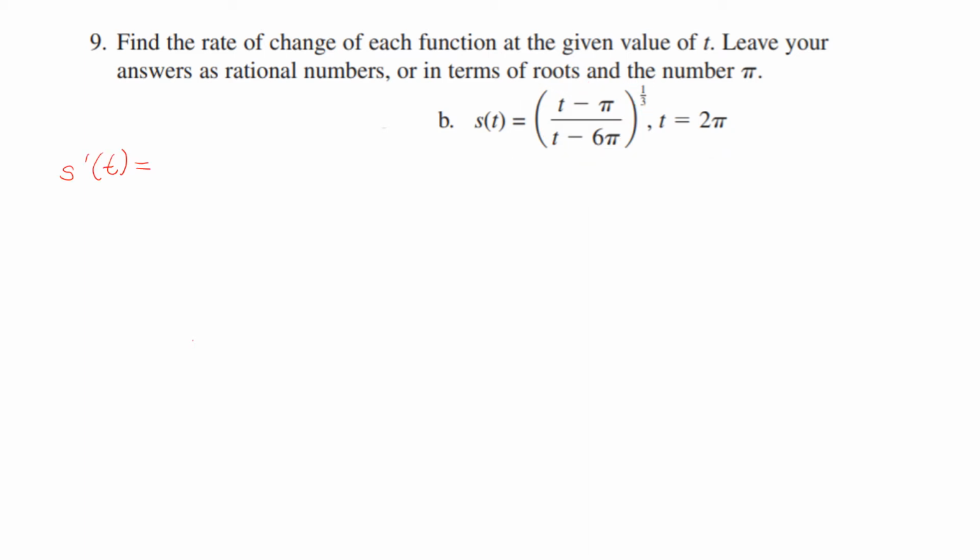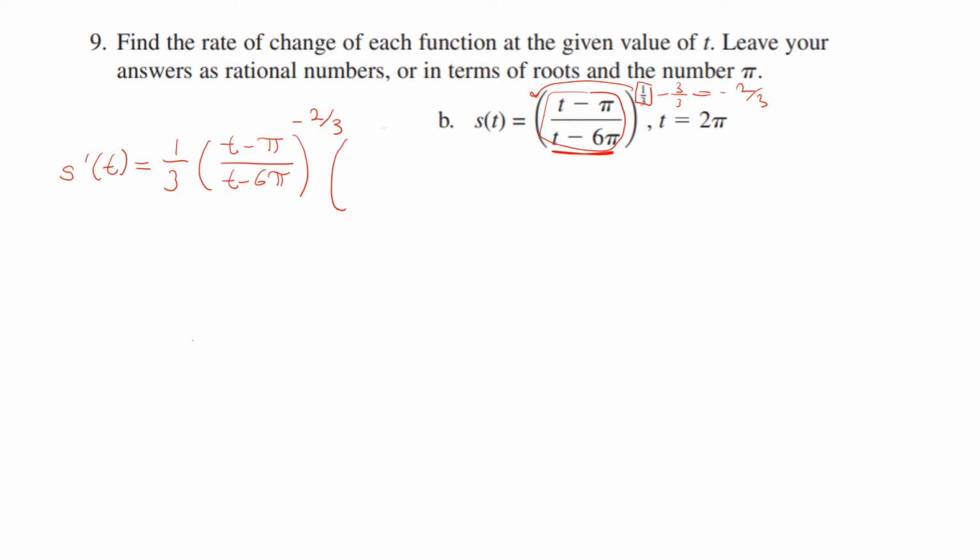So the first thing that I'm going to do, like I said, is bring 1/3 to the front, keep g(x), which is right over here, the same. So I have (t minus pi) all over (t minus 6 pi), to the power of 1/3 minus 1, which I can do as 3/3 means 1 anyways, which will give me -2/3. So my power is -2/3. Now I apply the quotient rule to find the derivative of the inside.